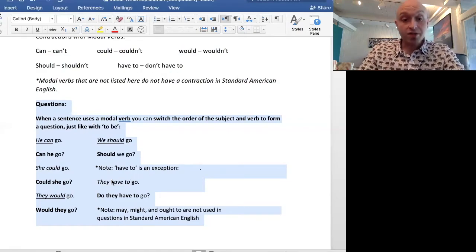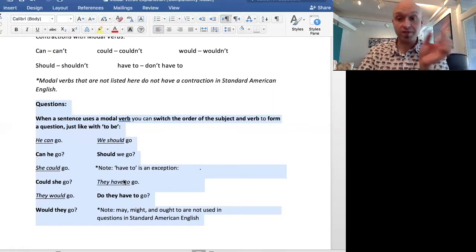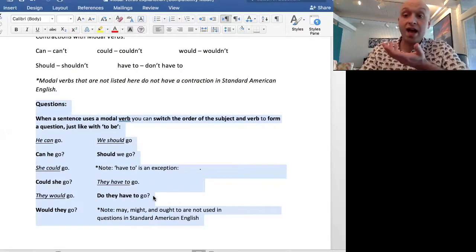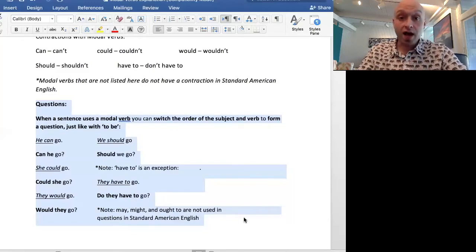There's one exception, which is have to. And have to is different just because it's two words. It's a little bit different, so we treat it as we would a question without to be. Like if you say something like, they have to go, the question would be, do they have to go? And just a little note, may, might, and ought to are generally not used in question form in standard American English.